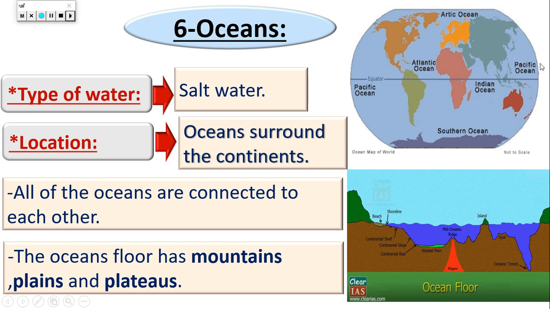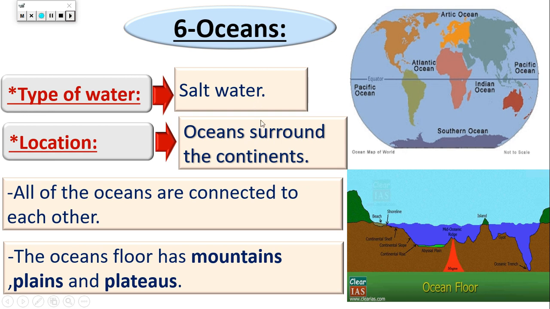So as you can see, oceans surround the countries. Oceans surround all the countries and they are connected with each other. As you can see, there is nothing separating the oceans from each other. They are all connected. And we all know that the oceans contain salt water.